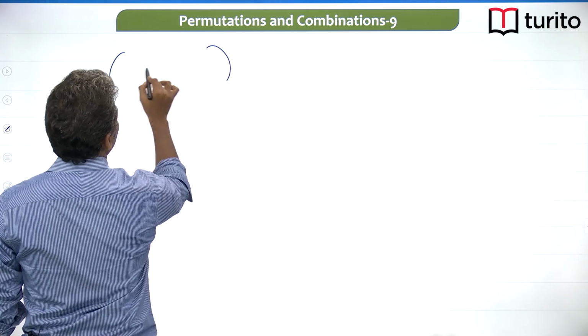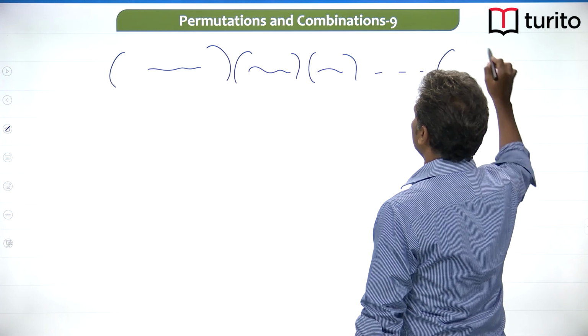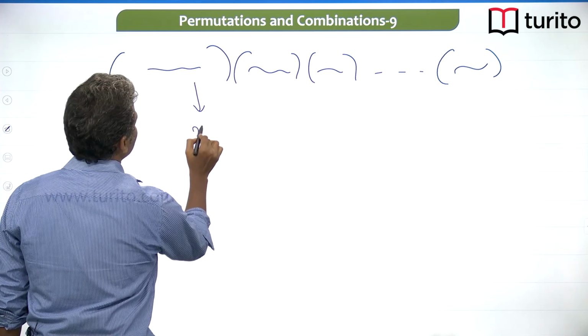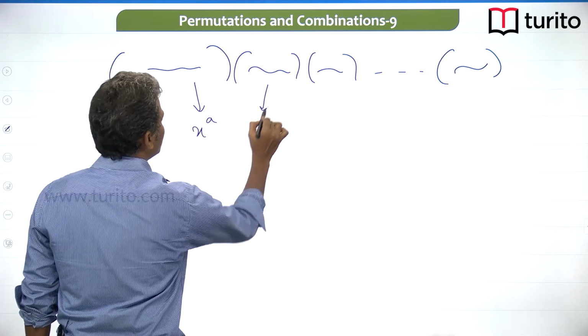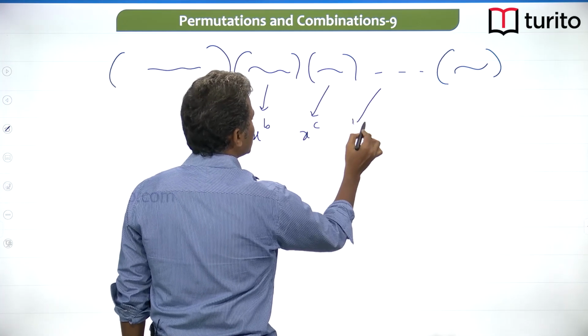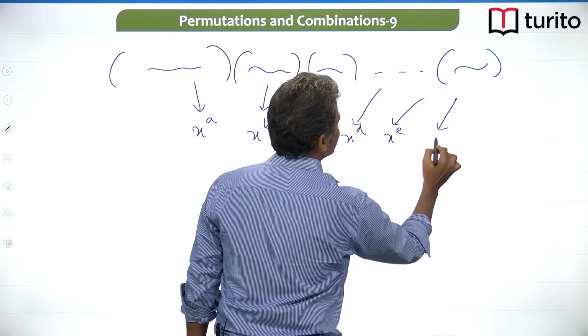Let us say there is a polynomial here, there is a polynomial here, there is a polynomial here and so on. There are total 6 polynomials. From this I am getting, let us say, x raised to a. From this let us say I am getting x raised to b. From this x raised to c, from this x raised to d, from this x raised to e and from this x raised to f.